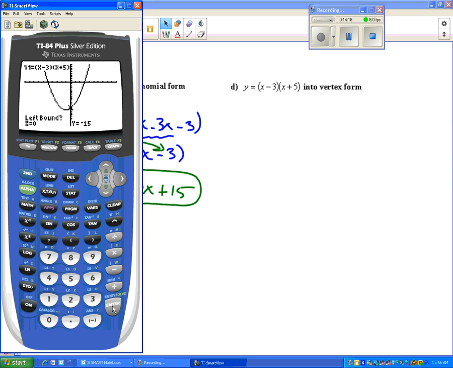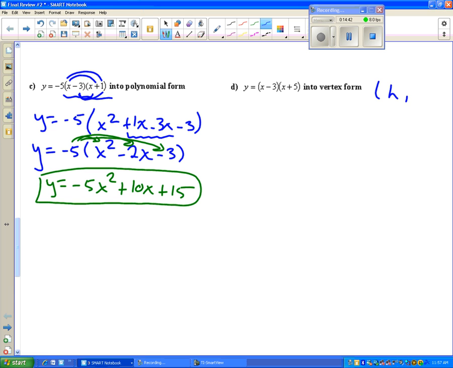Hit enter. Left bound, I'm going to move my arrow, my blinky spider, to the left of this bottom number. Hit enter. Right bound, I'm going to move my blinky spider to the right of this bottom number. Hit enter twice. This is negative 1 and this is negative 16. So I have found that my h comma k is negative 1, negative 16.